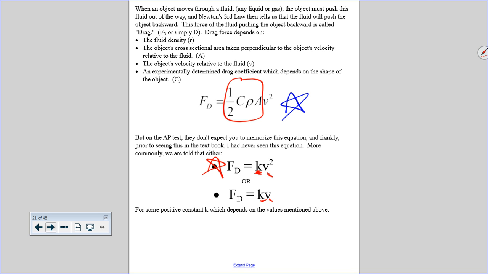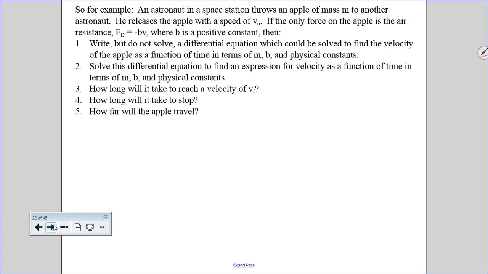Okay? So, all right, here's an example. This is not an exact problem off of an old AP test, but it's very closely modeled after the way that the AP problems are worded. So, it says, for example, an astronaut in a space station throws an apple of mass m to another astronaut. He releases the apple with a speed of v naught. If the only force on the apple is the air resistance, and then it gives you this force, and they used b instead of k, does that change anything? No. Okay. Where b is a positive constant, then we've got some stuff to solve.